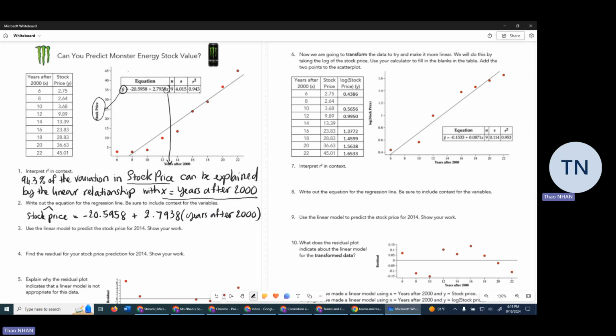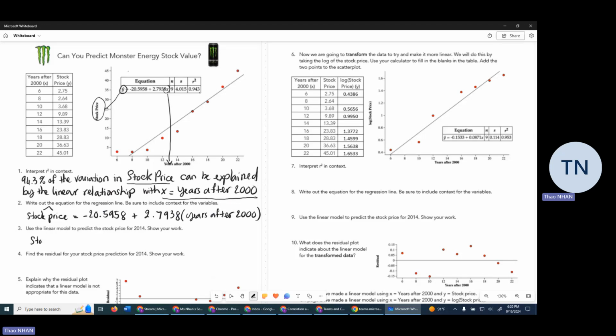This one's saying use the linear model to predict the stock price for 2014. Show your work. Now remember, year after 2000, and it's 2014. So basically, your x here is what? 14, right? Does it say year after 2000? So 2014, there's 14 years after 2000, right? So to predict the stock price in here, all we've got to do is plug in 14 into x and do the little calculation in your calculator and get the stock price.